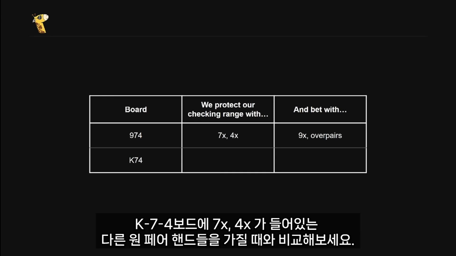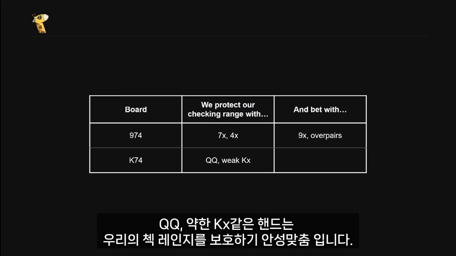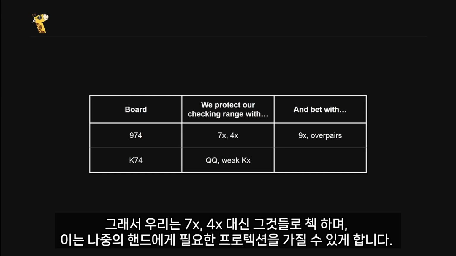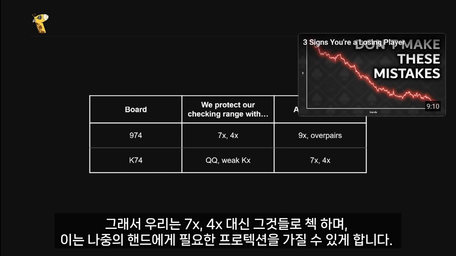Compare this to a board like King 7-4, where we have other one pair hands that can take the place of 7x and 4x. Hands like pocket queens and weak King X are perfect for protecting our checking range because they are not that vulnerable to getting outdrawn. So we check them in place of our 7x and 4x, and this frees up the latter hands to get the protection that they need.